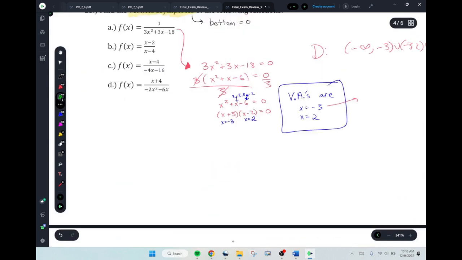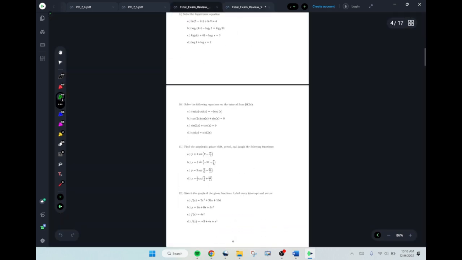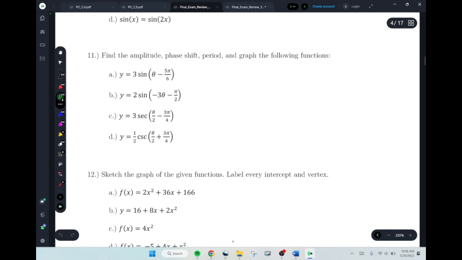Which one? Non-calculator 11. Thank you. Oh, shoot. Yeah, we should definitely do this. This is crazy that it's on there. All right, here we go.